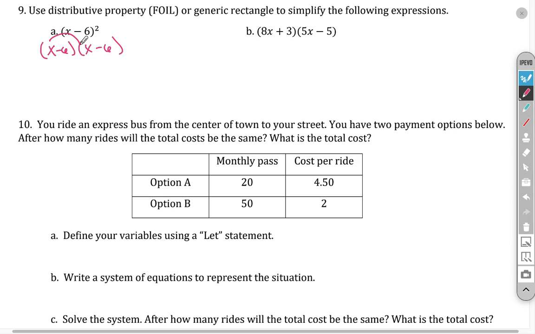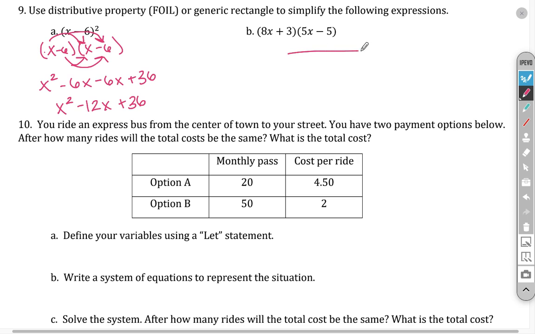So FOIL, we have first, outer, inner, last. So we have x times x is x squared. X times negative 6 is negative 6x. Negative 6 and x is negative 6x. And then negative 6 and negative 6 is positive 36. So negative 6x and negative 6x can be combined to negative 12x. And that is our answer.